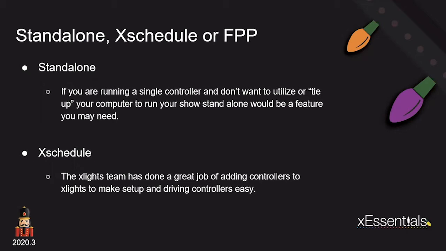One of the other choices is xSchedule. If you're using xSchedule, your computer will output E1.31 data to your controller and operate your controller that way. xSchedule can also mimic FPP. We'll get a little bit more into that when we get over to FPP. Essentially, the xLights team has done a great job adding all the controllers that currently are compatible for easier use with xLights. That way you can upload to your controller, and it can control your controller a lot easier than the way it used to when I first started with xLights. It makes setting up and driving it a lot easier.